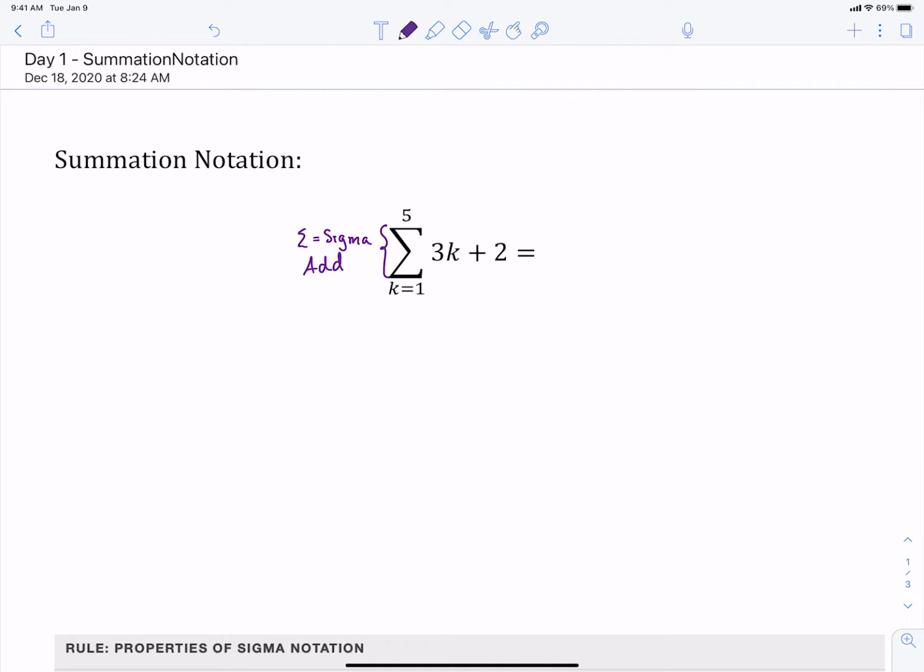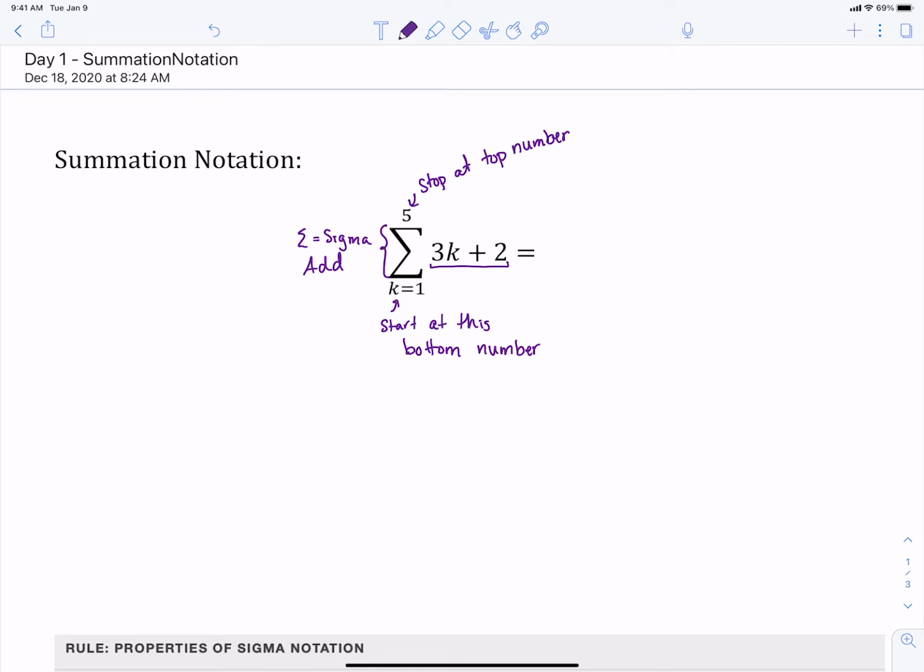Now, what we're going to add is a bunch of things where we evaluate this 3 times k plus 2 for different numbers. We're going to start at this bottom number, which here is 1, because sometimes it's 1, sometimes it's 0. It could be any number. You can start with any integer that you want. And we're going to stop at the top number.